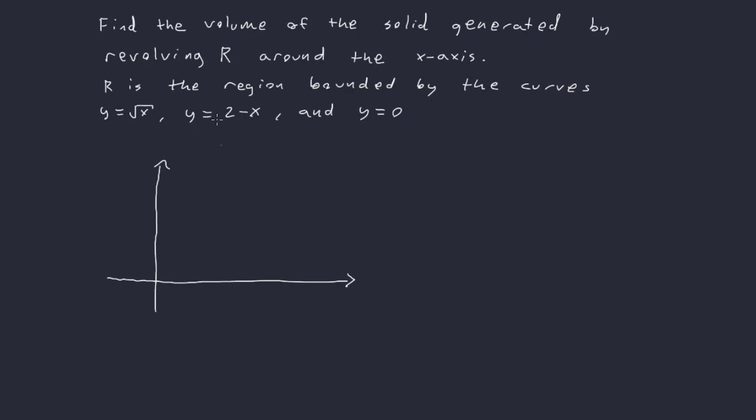Okay, so for this one, let's find the volume of the solid generated by revolving R around the x-axis. And R is the region bounded by the curves y equals the square root of x, and y equals 2 minus x, and y equals 0. So square root of x looks like this, and 2 minus x, well, for 2 minus x, it's here.